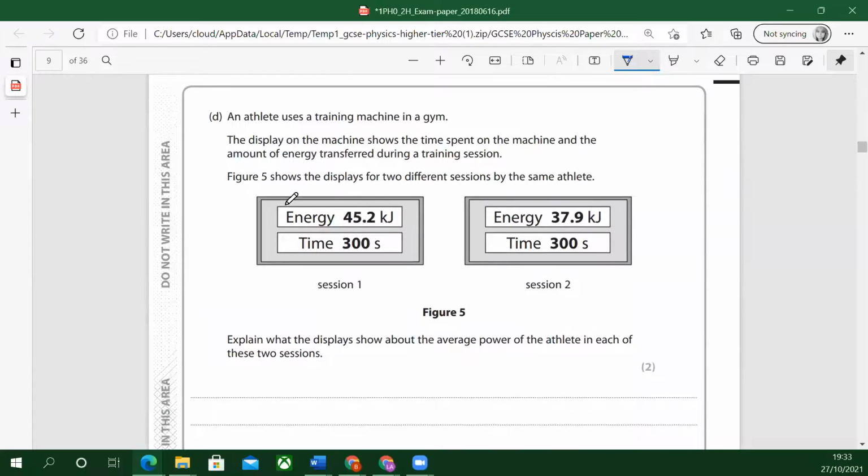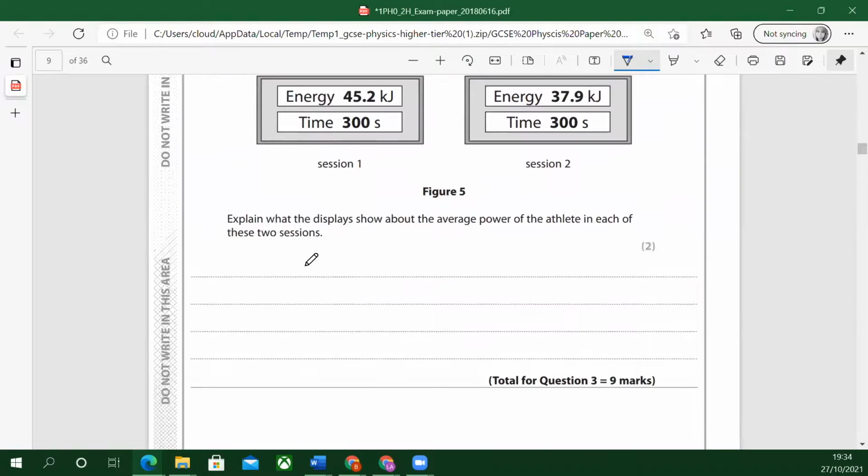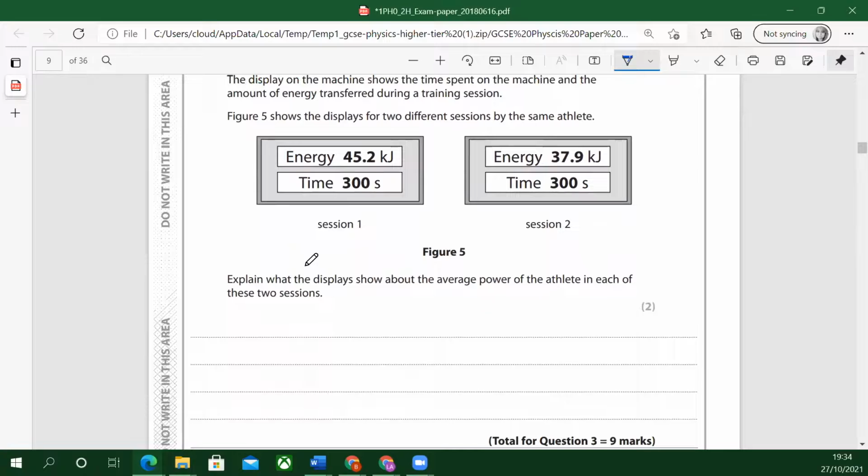Next question. So an athlete uses a training machine in a gym. The display on the machine shows the time spent on the machine and the amount of energy transferred during a training session. Figure 5 shows the displays for 2 different sessions by the same athlete. The energy 45.2 kilojoules, that's thousands of joules, time 300 seconds, or energy 37.9 kilojoules, time the same, 300 seconds. Explain what the displays show about the average power of the athlete in each of these 2 sessions.